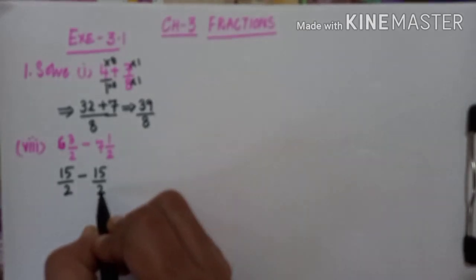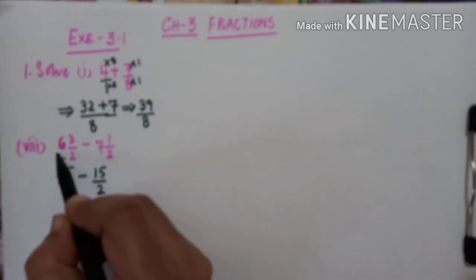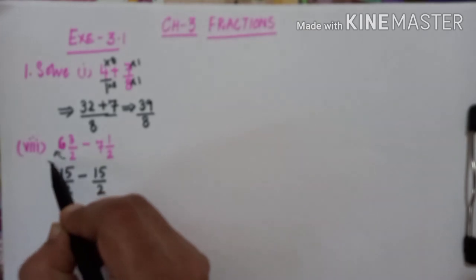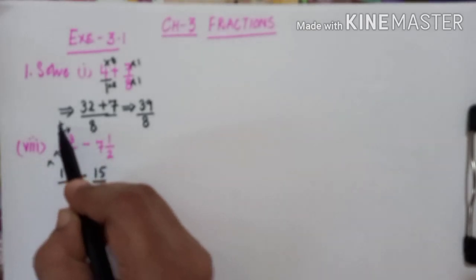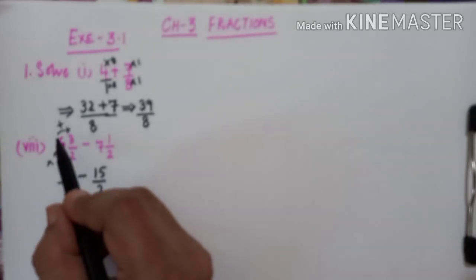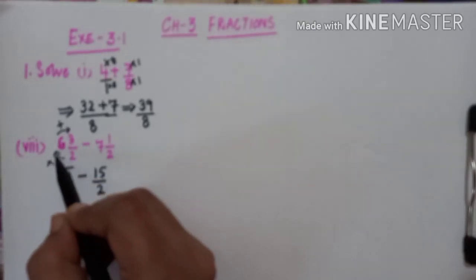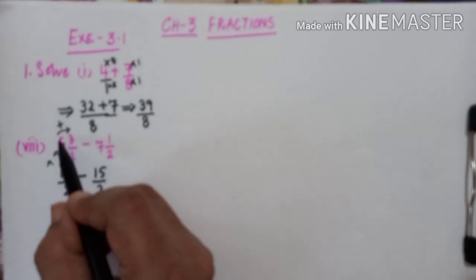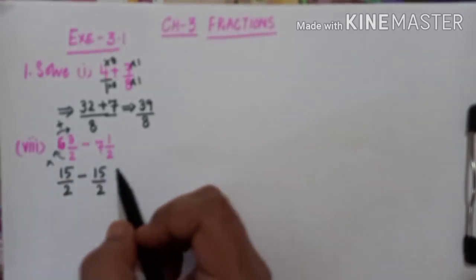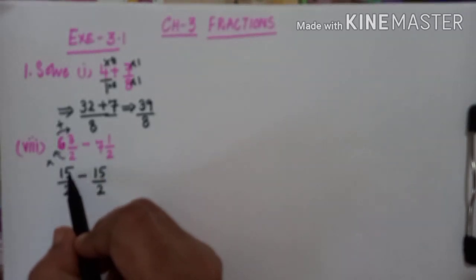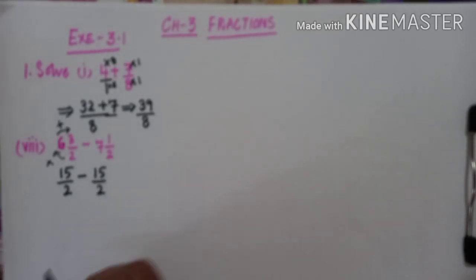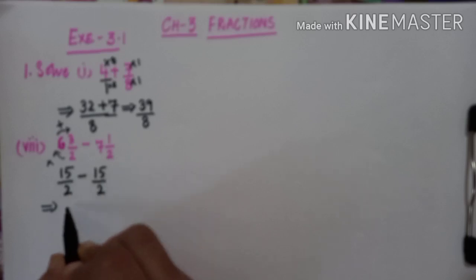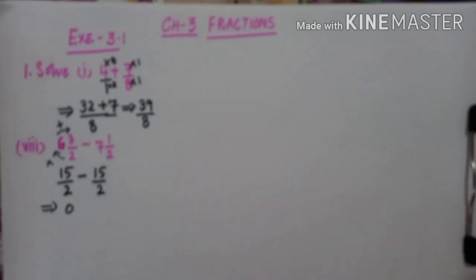The denominator should be the same. What we are doing is just multiplying 2 into 6, then whatever answer you get, 2 sixes are 12, then you add the 3, giving 12 plus 3. This 2 you multiply, and whatever answer you get, then you add the numerator. So you got 15 by 2 minus 15 by 2, and that will be 0.